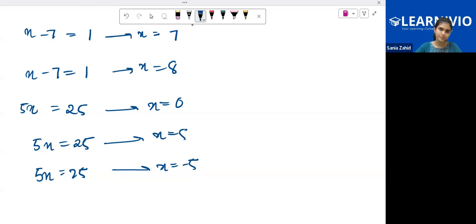Then the second one, n minus 7 is equal to 1. First you tell me the answers, then I'll check. Just say yes or no. Solve them all together and then tell me. Okay.